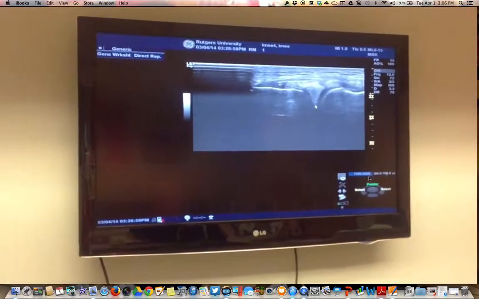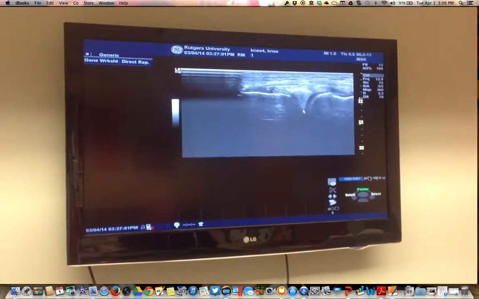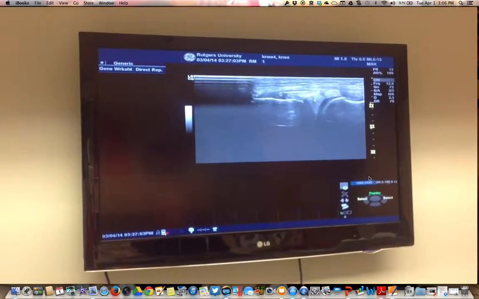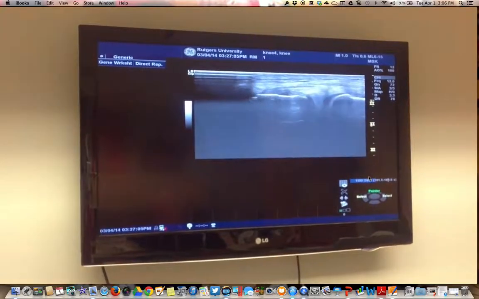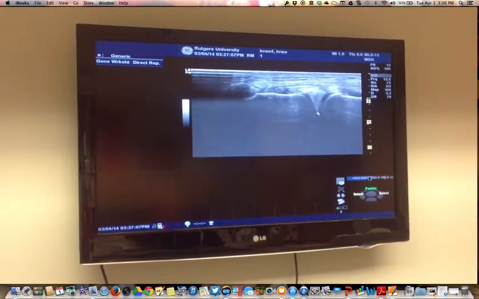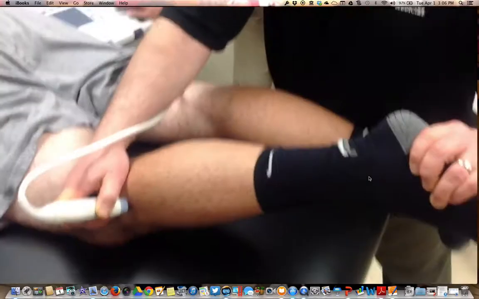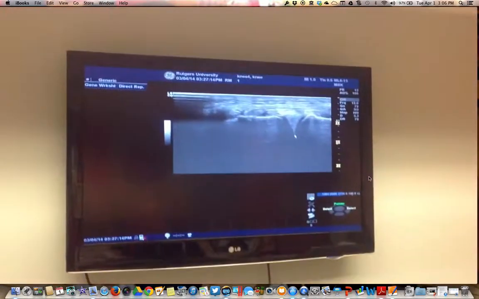We can see the lateral meniscus and parts of the lateral collateral ligament above it, but this triangle is the lateral meniscus. I can then sometimes even do some rotary tests on it, just like this, to try to bring out subtle problems within the meniscus.